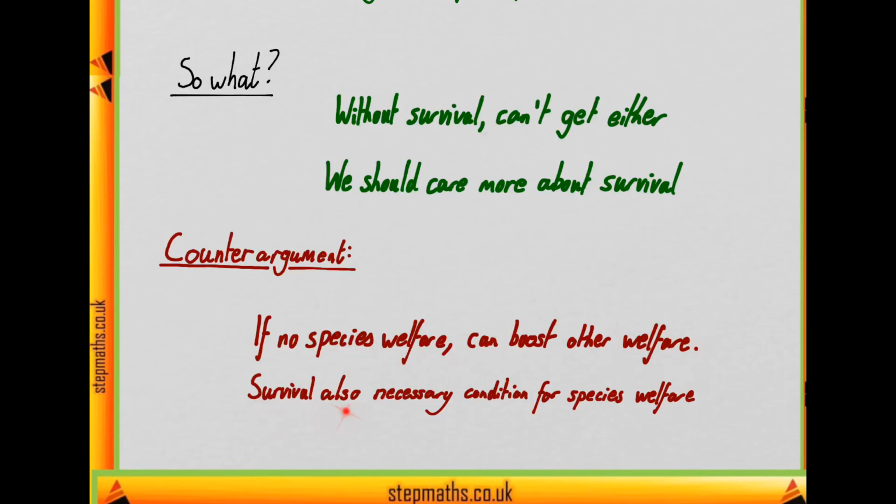You might say survival is also a necessary condition for causing negative species welfare, and therefore it's hard to see that survival is clearly more important than species welfare if it can cause both species welfare and negative species welfare, if it can cause both happiness and unhappiness.